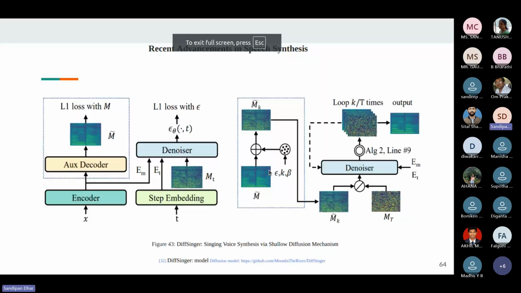So this is a diffusion-based singing voice model. I'm running out of time, so I will not explain much about it. It works in a similar way. You have X as an input, where X is basically the music score instead of only having the textual transcript. The encoder gives this extracted music score to the denoiser, as well as the step embedding and the noisy mel spectrogram. Based on that, it tries to reconstruct the audio.